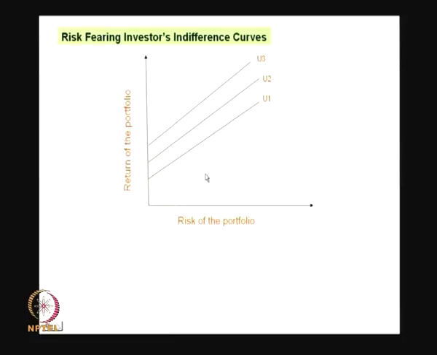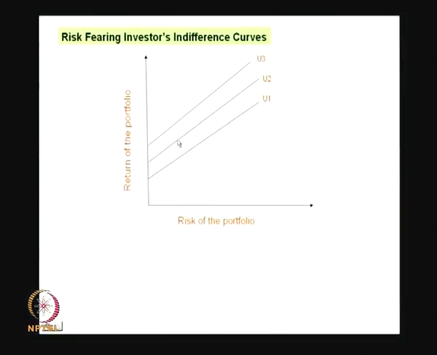That means to get extra return, the level of risk this investor is willing to take will be very little. This investor is basically a risk averse investor, with more fear towards the risk level. The risk appetite of the investor is very low in this case. That is why these indifference curves are steeper.